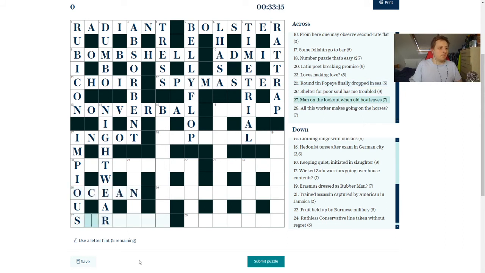27 across. Man on the lookout when old boy leaves. Old boy usually stands for OB. But not sure if that's relevant in this case.